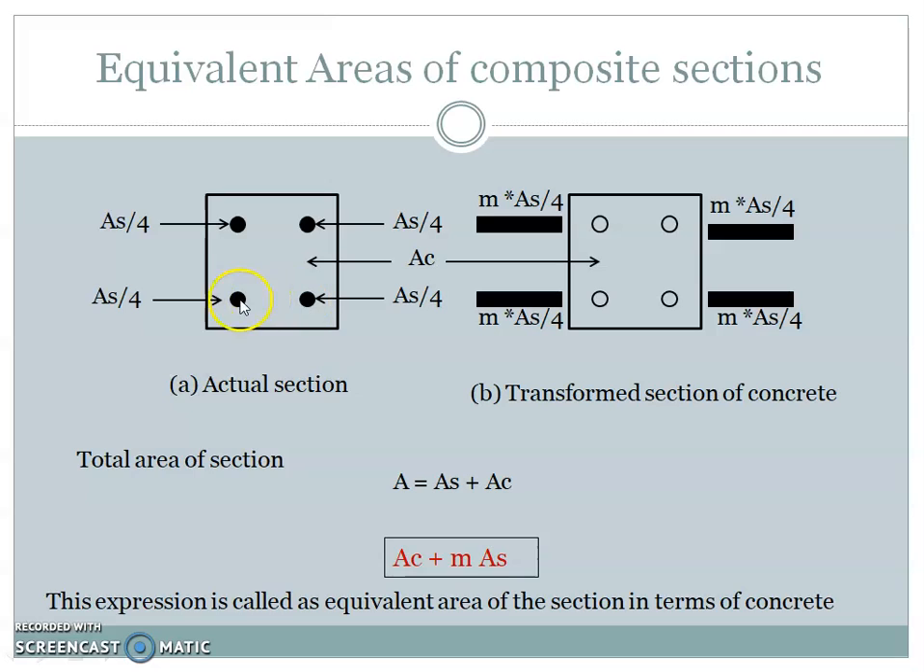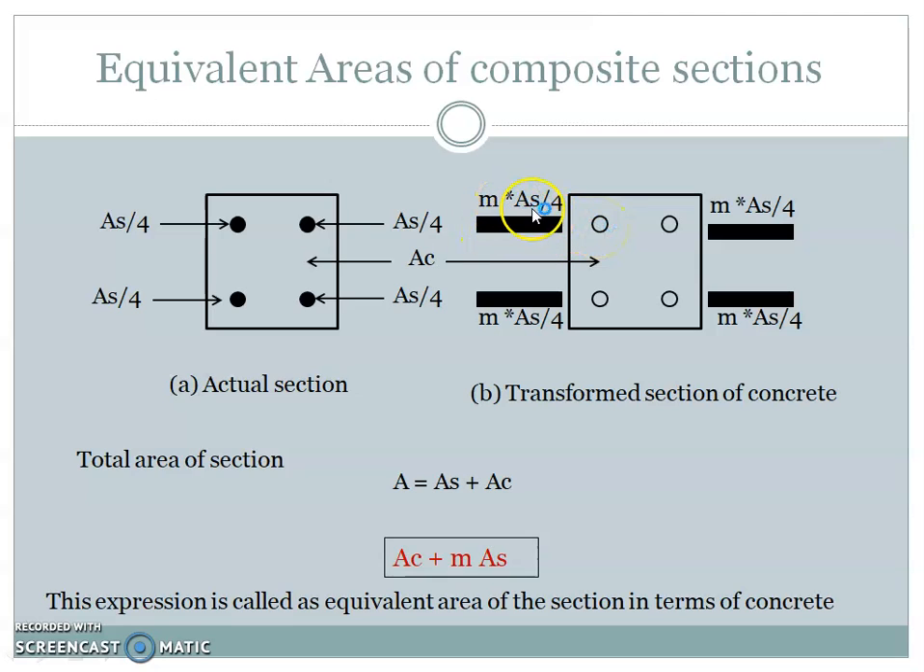The total area of steel is AS, so the area of each bar is AS by 4. The remaining portion is the area of concrete. So this is the area of steel, and this is the area of concrete. The amount of steel that you provide in the section, that much amount of concrete has to be removed. So here I have shown a hole, and this is the reinforcement provided here.